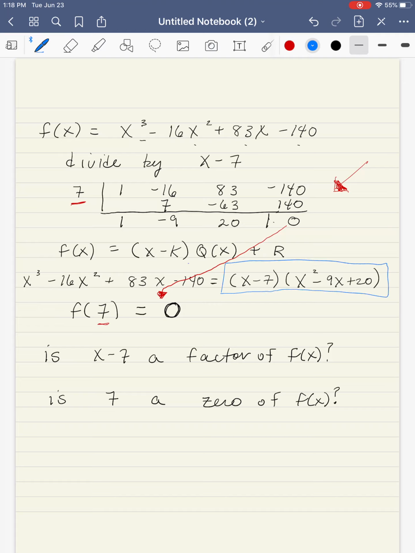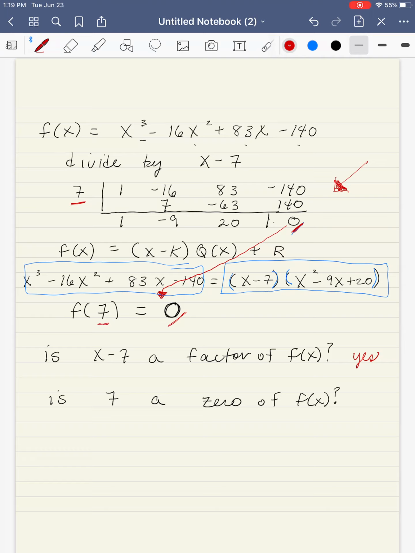All right, is x minus 7 a factor? So we're looking right here. Does x minus 7 divide into my polynomial evenly? In other words, with a 0 remainder. And we see yes, the remainder is 0, so I have two polynomials multiplied times each other with nothing left over. So my answer here is yes. x minus 7 is a factor of f of x.